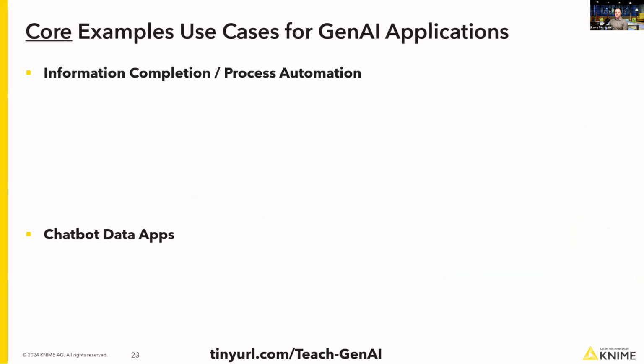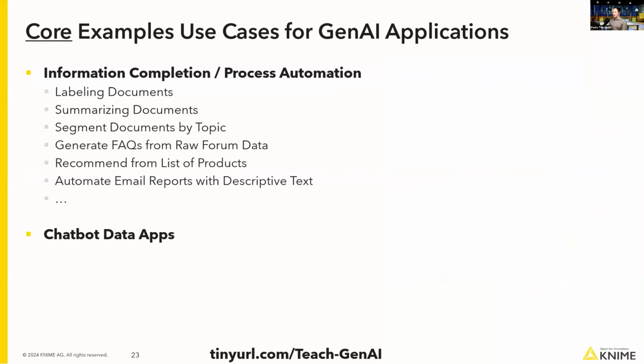All right, let's see now instead some core examples where GenAI is really at the core of your applications. So first we have information completion. So basically the idea that you're just automating human work through GenAI, and this can be labeling documents, summarizing documents, segmenting documents by topic. Of course, all of these applications that used to be done by old school text mining techniques are possible now through these large language models.